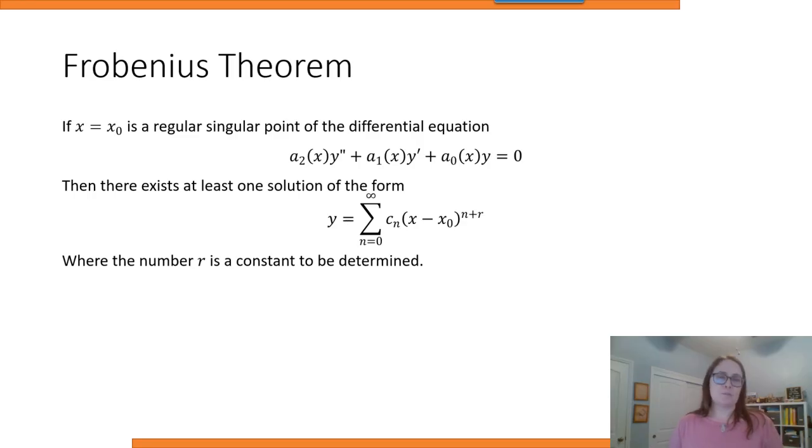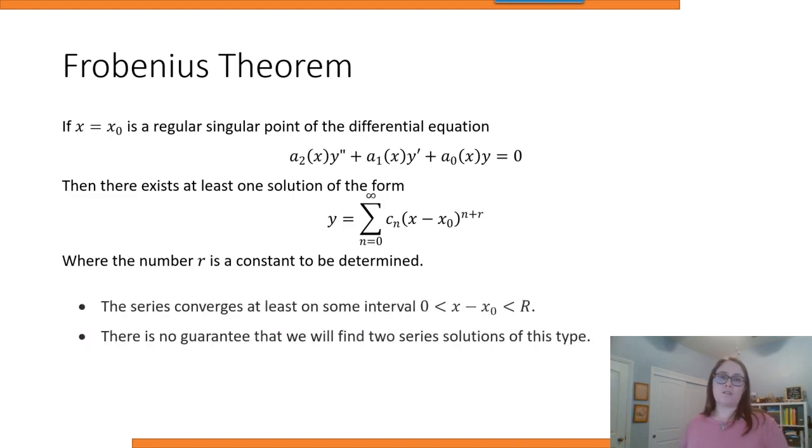So we're going to follow a very similar method to what we used for finding solutions around ordinary points, but we're going to have the added job of identifying this value r, which could have more than one value to it. We're going to be looking for values of r in addition to the coefficients here. This series is convergent on some interval between 0 and r, and there is no guarantee that I'm going to get two solutions from this type.